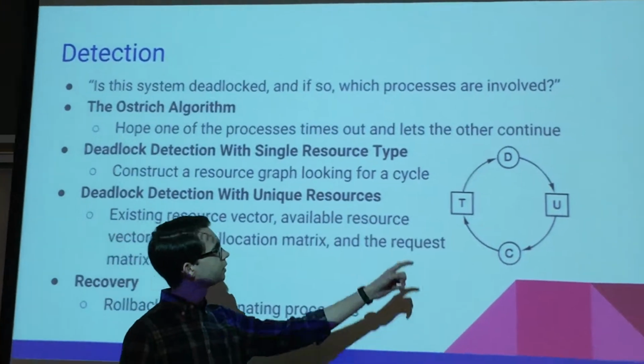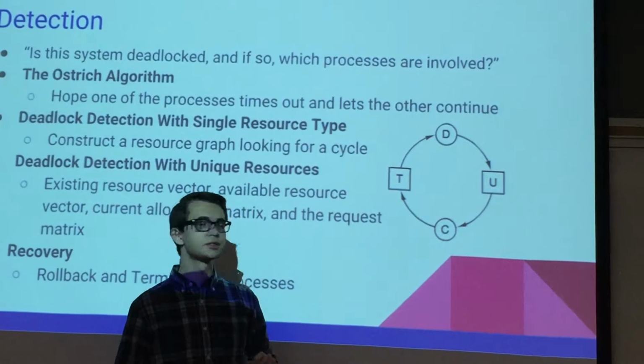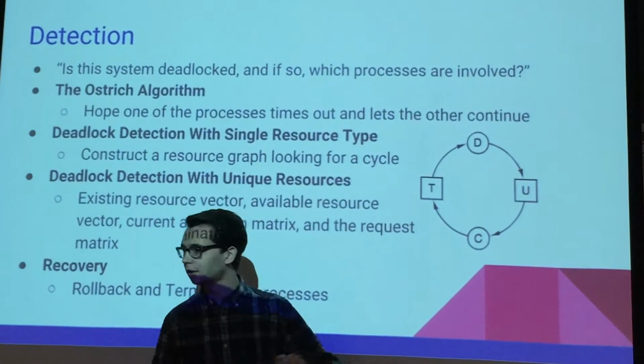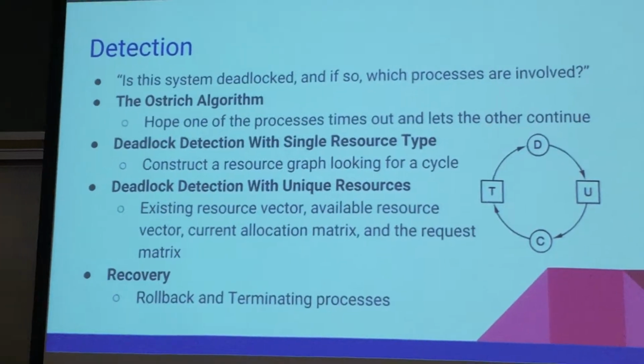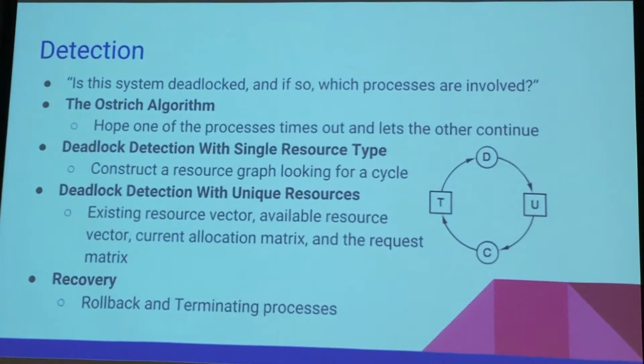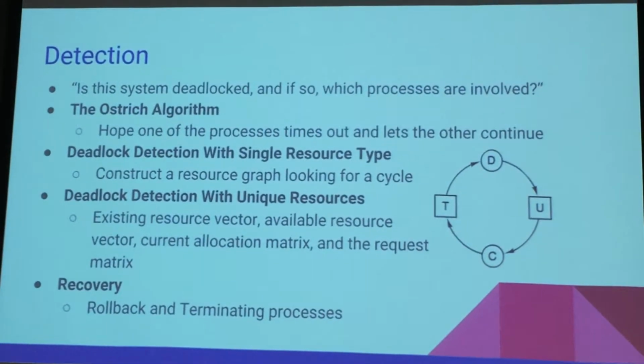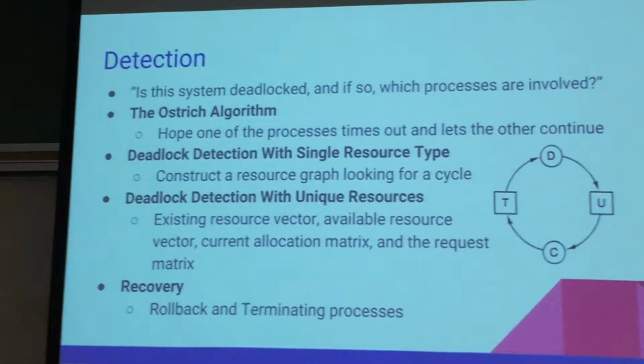We can have detection with a single type of resource, where we basically construct this graph. The squares here are the resources, the circles are the processes, and these arrows are the vectors. If they form a circle, a cycle, then it's not going to be broken and it's going to go on indefinitely unless we do something about it.